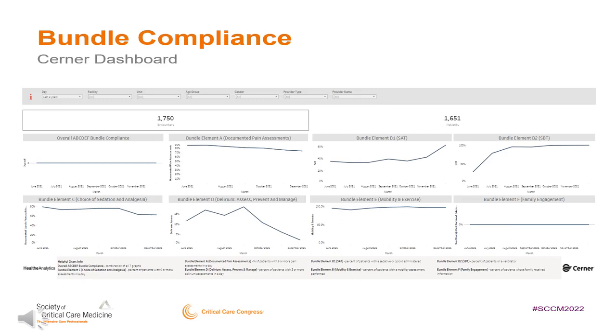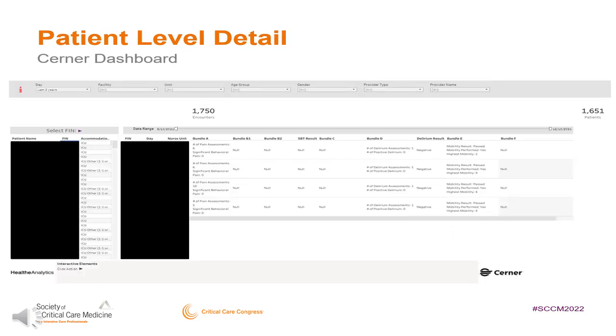The bundle compliance view shows compliance trend lines for the A through F bundle as a whole and each of the individual elements. A patient-level detail was added as a result of our feedback in the effort of being a beta tester. The patient-level detail in the Cerner reports now include patient name and the result of the element protocol.